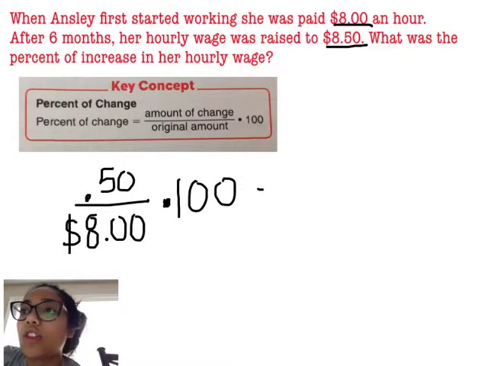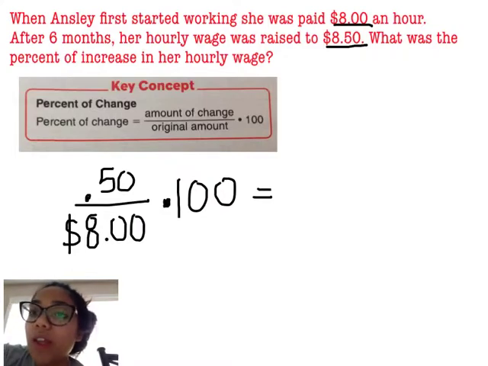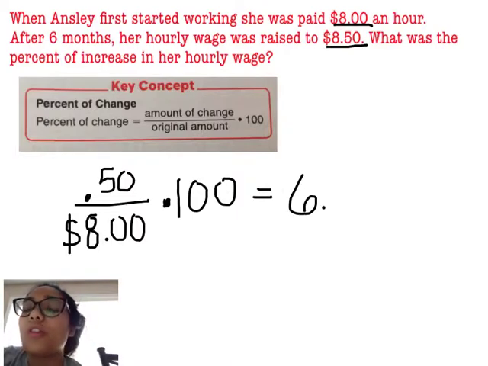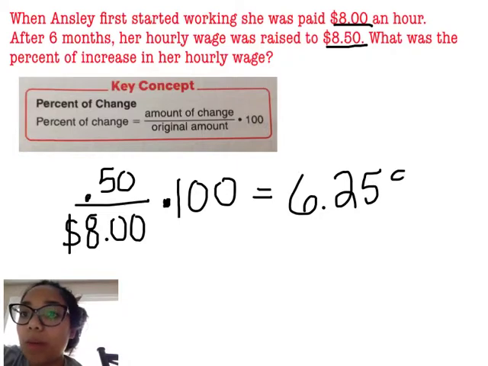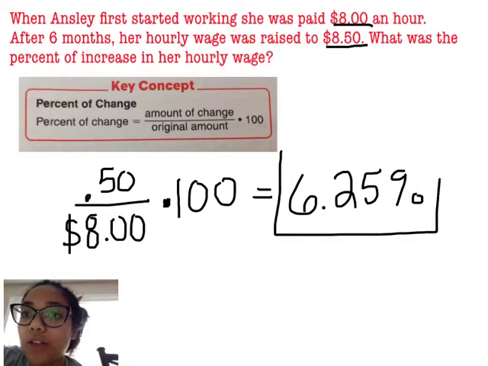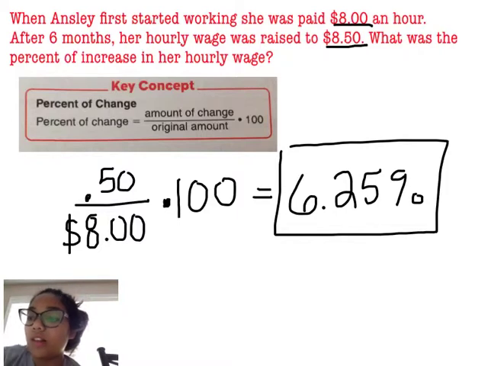And then she got changed to $8.50. So my amount of change, I'm not going to show this work because all you're doing is subtracting. $8.50 minus $8, your amount of change was 50 cents, over the original amount. The original amount she got paid was $8. Again, all about comprehension. You need to understand what you're looking for. Times 100. So go ahead and type this one in your calculator.